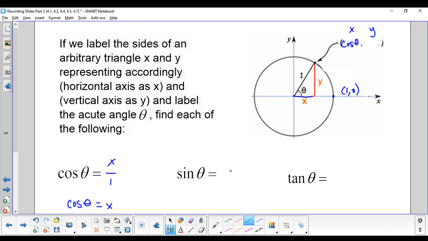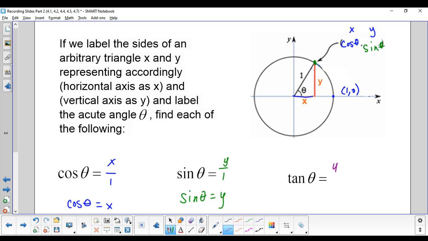Let's do the same process with sine. Sine of theta would be opposite over hypotenuse. So y over 1. Or sine of theta is just y. In this picture, that means that if I take sine of my angle measure, I'm going to calculate the vertical distance up, or the vertical distance to the edge of my circle.